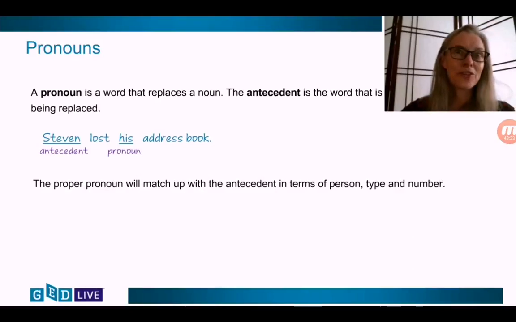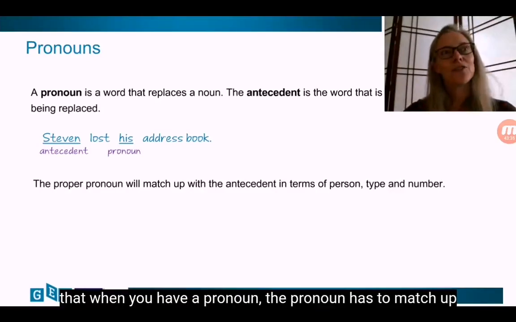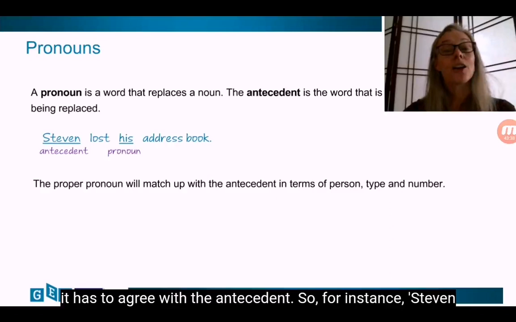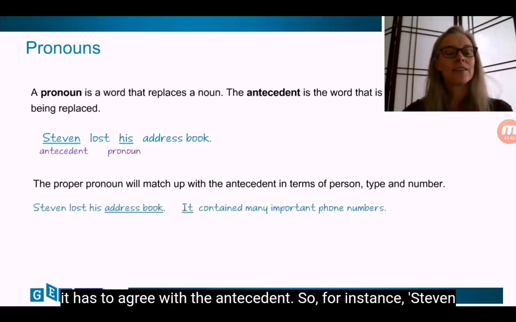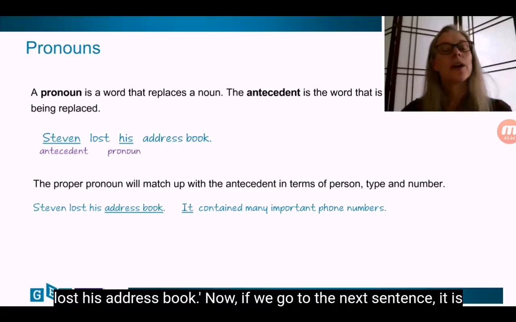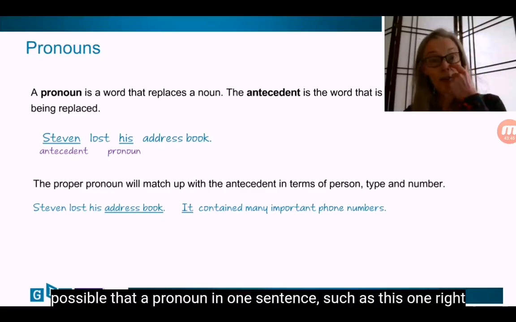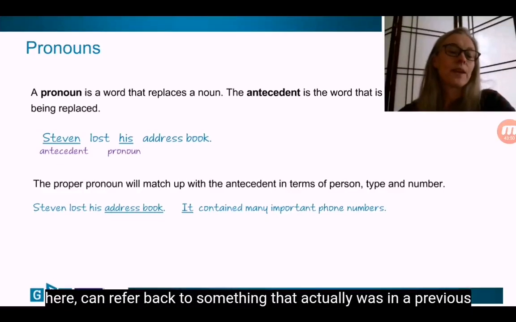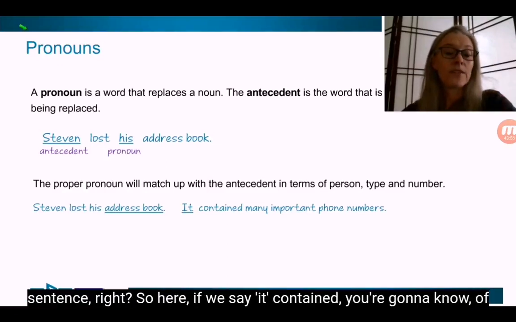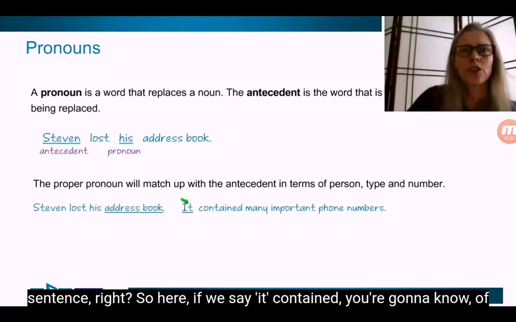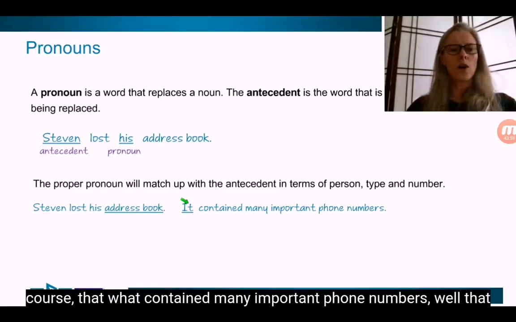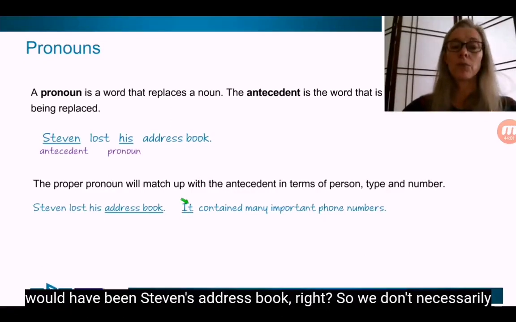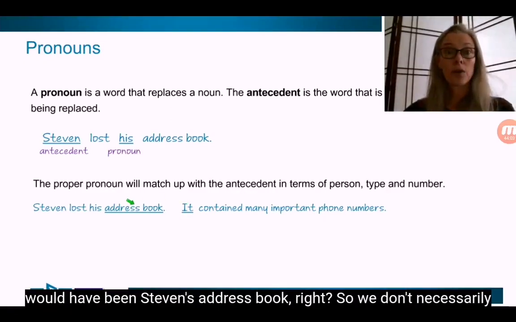Now, notice that when you have a pronoun, the pronoun has to match up. It has to agree with the antecedent. So, for instance, Stephen lost his address book. Now, if we go to the next sentence, it is possible that a pronoun in one sentence, such as this one right here, can refer back to something that was in a previous sentence, right? So here, if we say it contained, you're going to know, of course, that what contained many important phone numbers? Well, that would have been Stephen's address book, right?